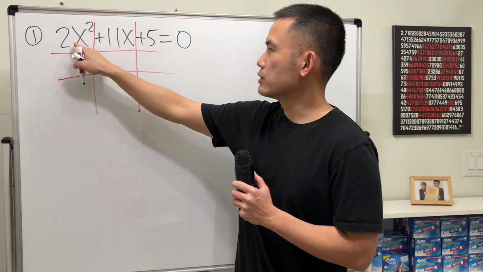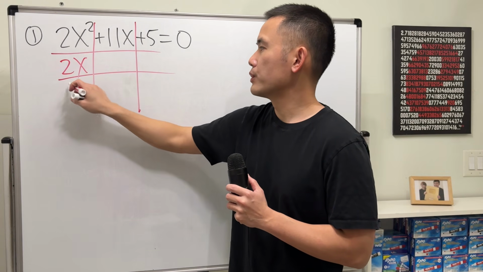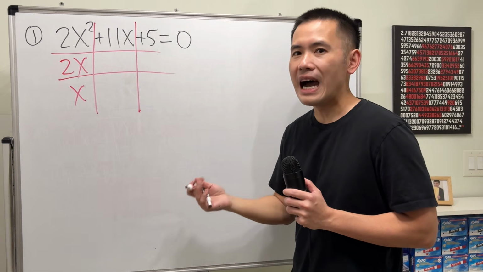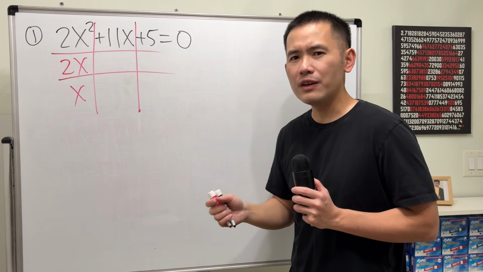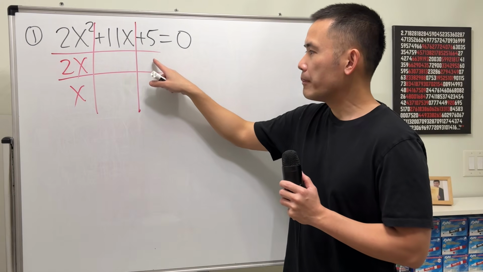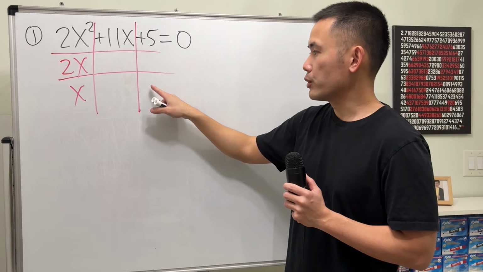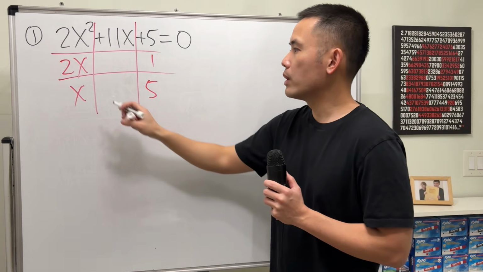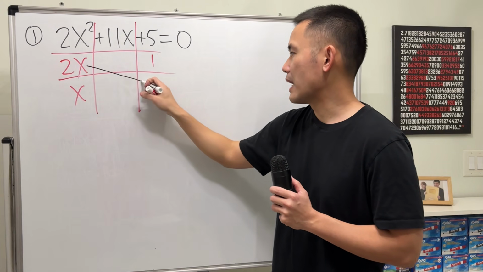What times what gives us 2x squared? 2x and x. What times what gives us 5? 5 and 1. But where to put the 5, where to put the 1 though? I'm not going to put down the 5 here. I'm going to put the 5 here, and then the 1 here, because I want to multiply 2x with 5.